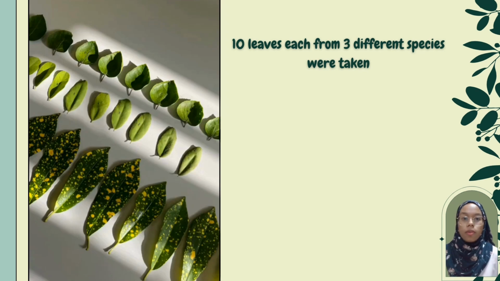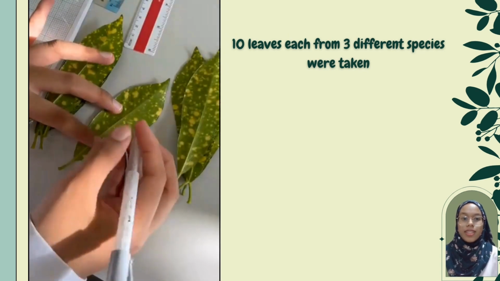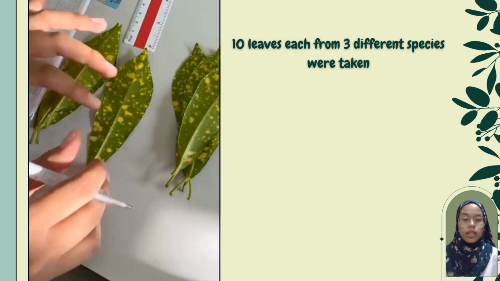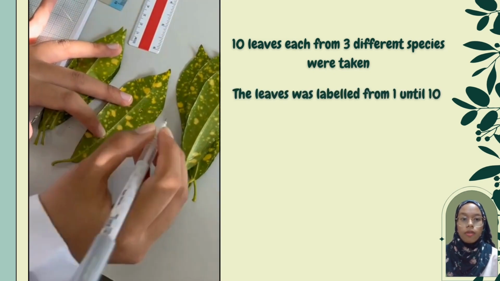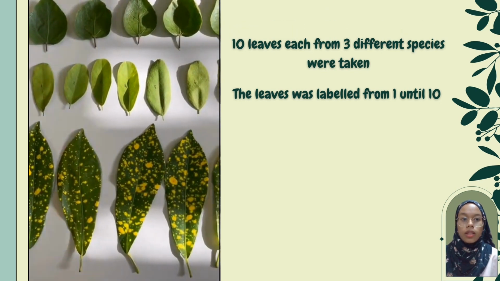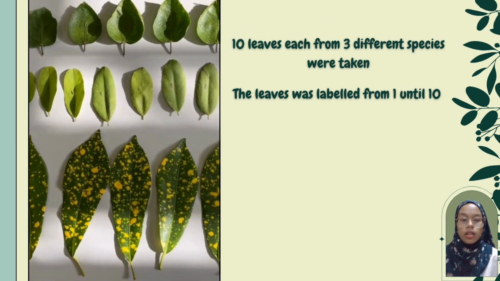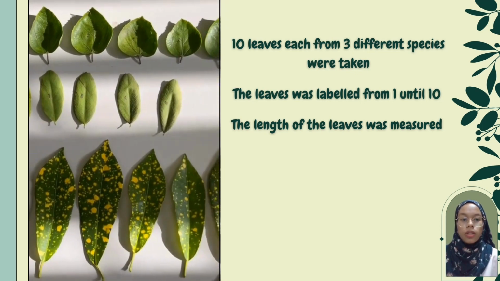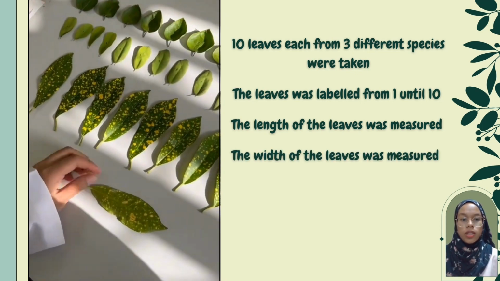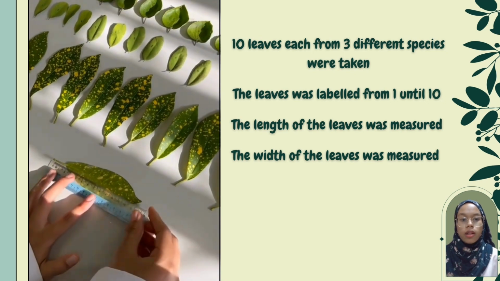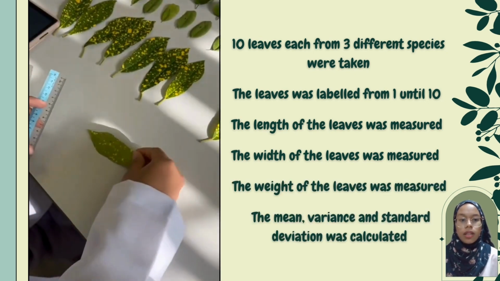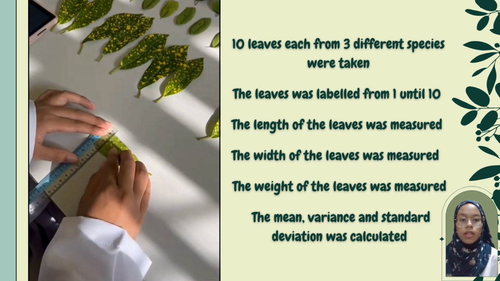For procedure, first, 10 leaves each from 3 different species were taken. Second, the leaf was labeled from 1 until 10. Third, the length of the leaf was measured. Fourth, the width of the leaf was measured. Fifth, the width of the leaf was measured. Lastly, the mean, variance, and standard deviation was calculated.